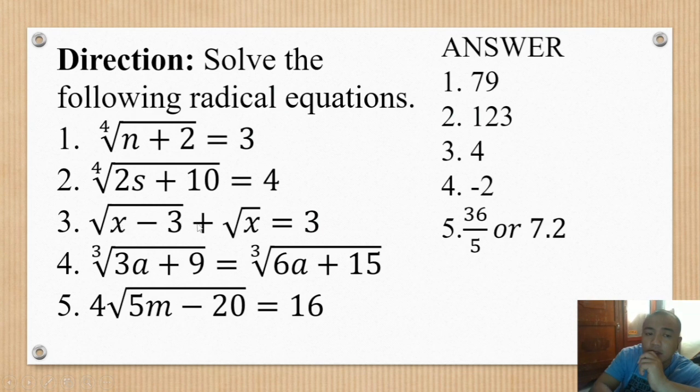Let's check. 4 minus 3 is 1. Square root of 1 is 1. So 1 plus 2 is 3. Square root of 4 is 2. So 2 plus 1 equals 3. Tama.